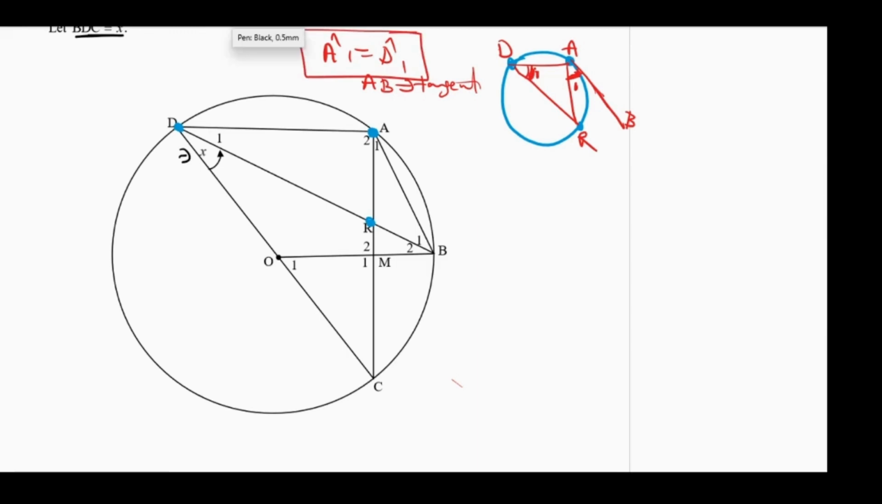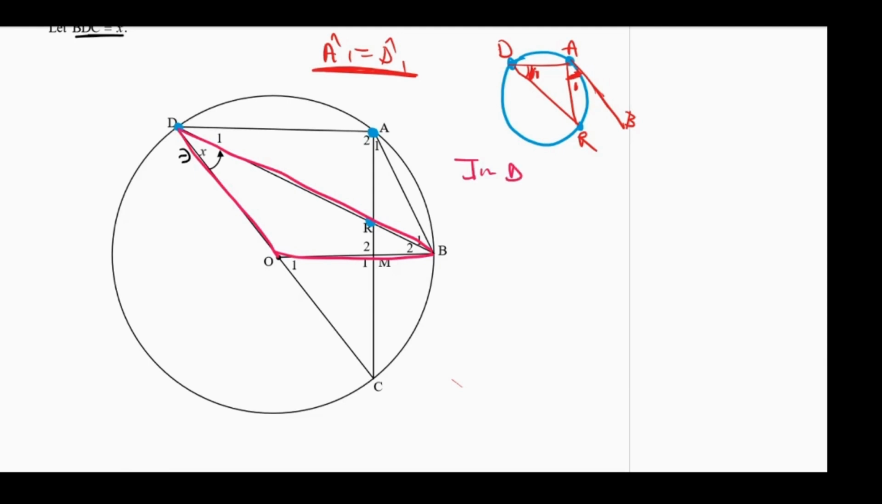So the first thing you can do here is this. Let me erase this first. This is what we're proving, just don't forget, we're trying to prove this. So what we're going to do is underline this triangle here. I want you to see this one here. So the first thing you're going to do is say in triangle BOD, we're looking at that triangle.